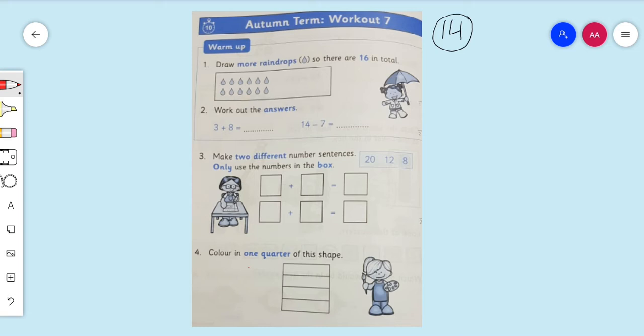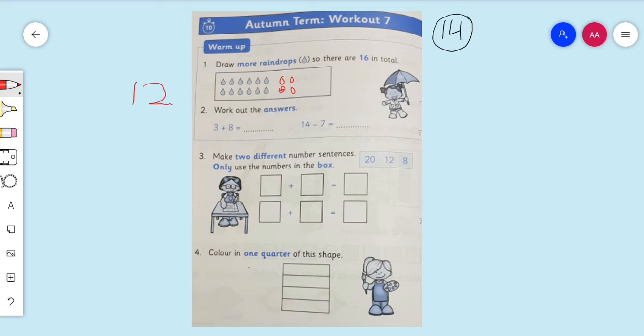So to make them 16, you put 12 in your mind and count to 16. 12 in your mind and 13, 14, 15, 16. And on your fingers, you can see there are 4 fingers opened when you count to 16. So which means we need to draw 4 more raindrops. 1, 2, 3, 4.